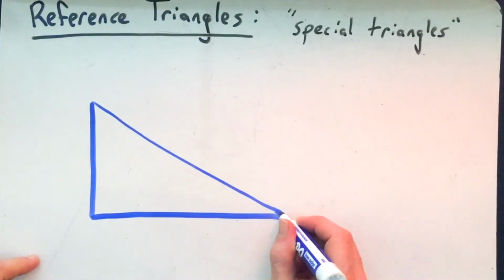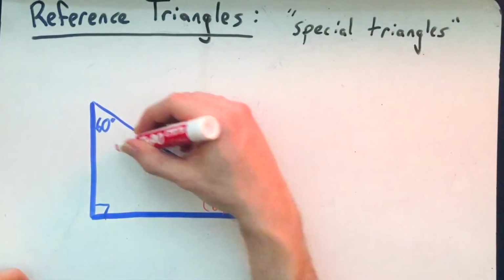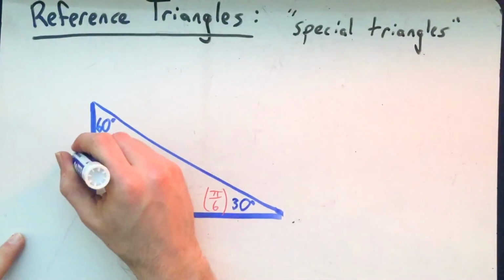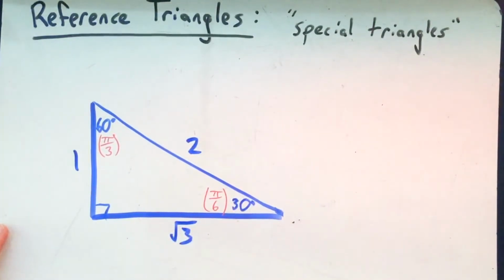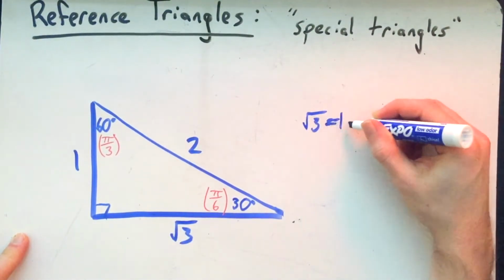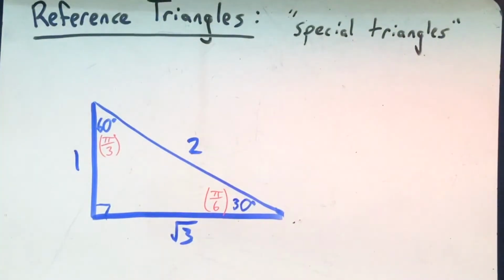The other special triangle you're probably familiar with is a 30, 60, 90, or now that we're dealing with radians, pi over 6 and pi over 3. And most people label this triangle as 1, 2, and then square root of 3. And I remember that it goes in this order because if you take the square root of 3, it's about 1.7-ish, and that's less than 2, and the hypotenuse has to be the biggest side length. So anyways, it goes in that order.